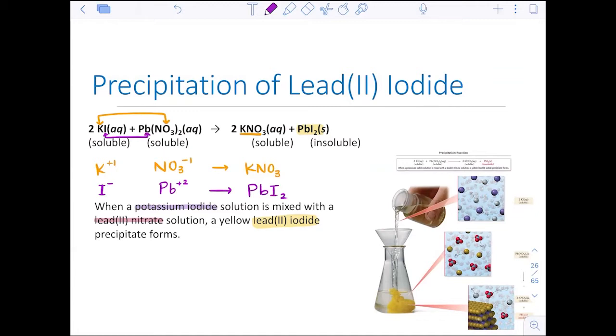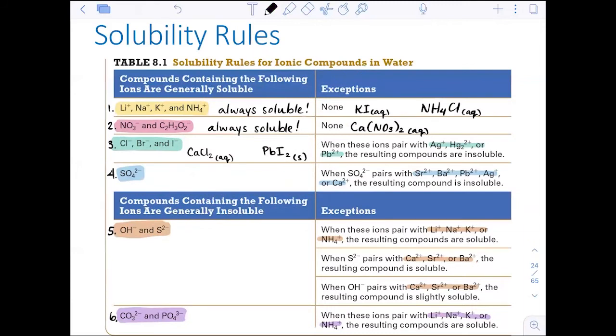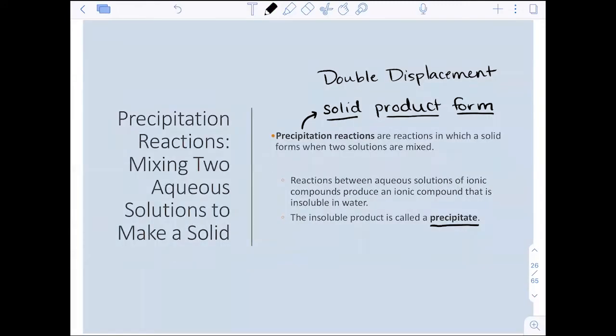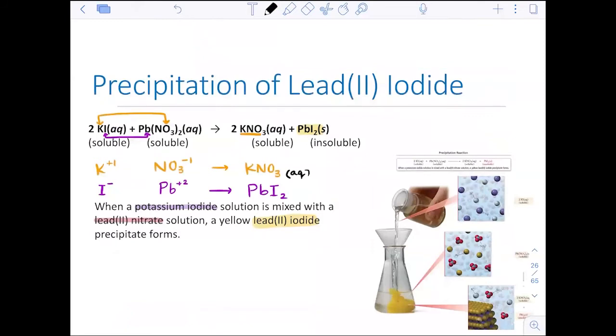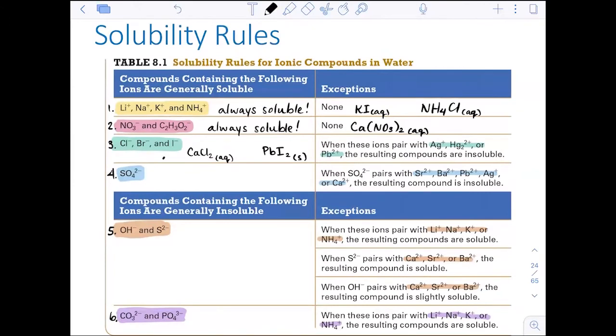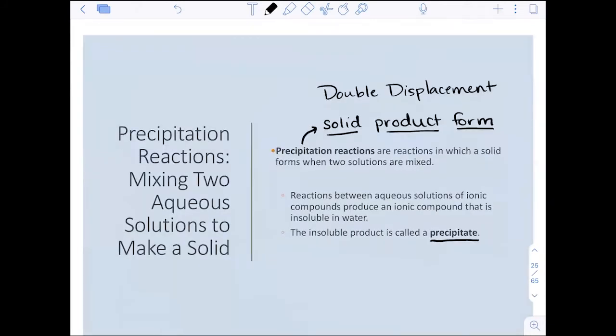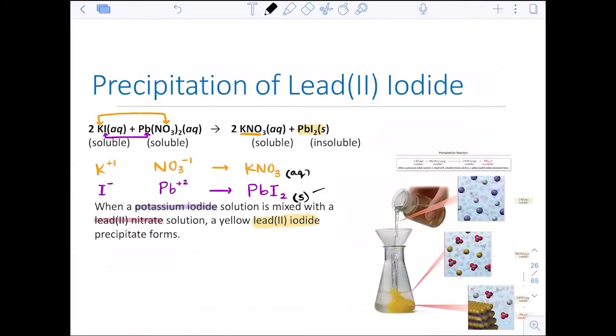Then we look at those products and say, well, are they aqueous or are they solid? Are they soluble or not? Well, if I look at rule number 1 or rule number 2 from before, potassium, always soluble. Nitrate, always soluble. So potassium nitrate is going to be aqueous. Now, if I think of lead iodide and go back to my rules, iodide is usually soluble except when he's mixed with lead. Solid, there's my precipitate, which I like to abbreviate PPT.